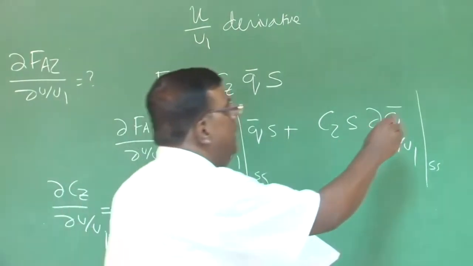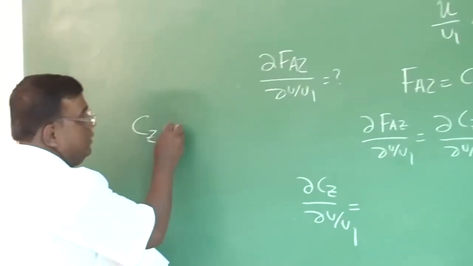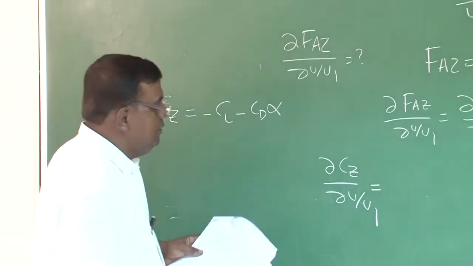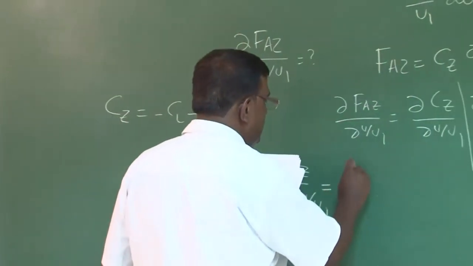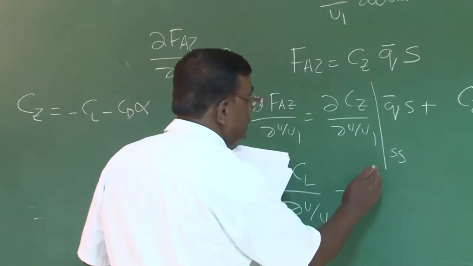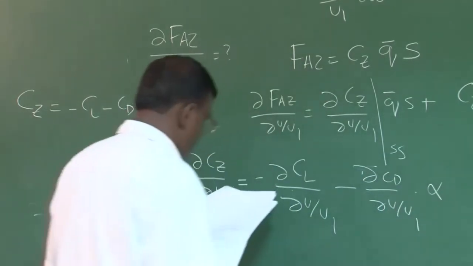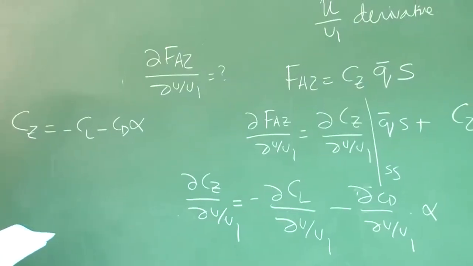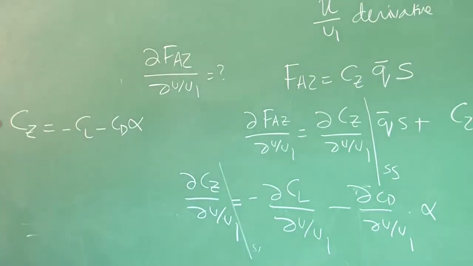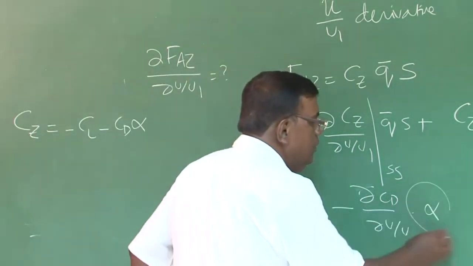from that expression, I use this. So let me write this here for your comfort. Cz is minus Cl minus Cd into alpha. So dCz by du by u1, I can write as minus dCl by du by u1 minus dCd by du by u1 into alpha. Right? Now you know that this has to be evaluated at steady state. So what happens? At steady state means alpha goes to 0.